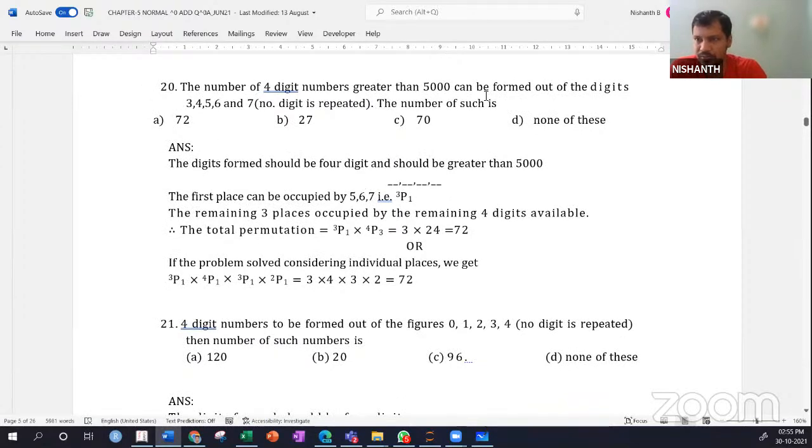Okay. This is also a very common problem which will come up, like number of digits greater than 5,000, greater than 5,400, greater than 5,200, etc. All those things will come. So like I taught you, you just need to be careful about which number comes up in which place. And based on that, you can adopt a method to solve the problem.